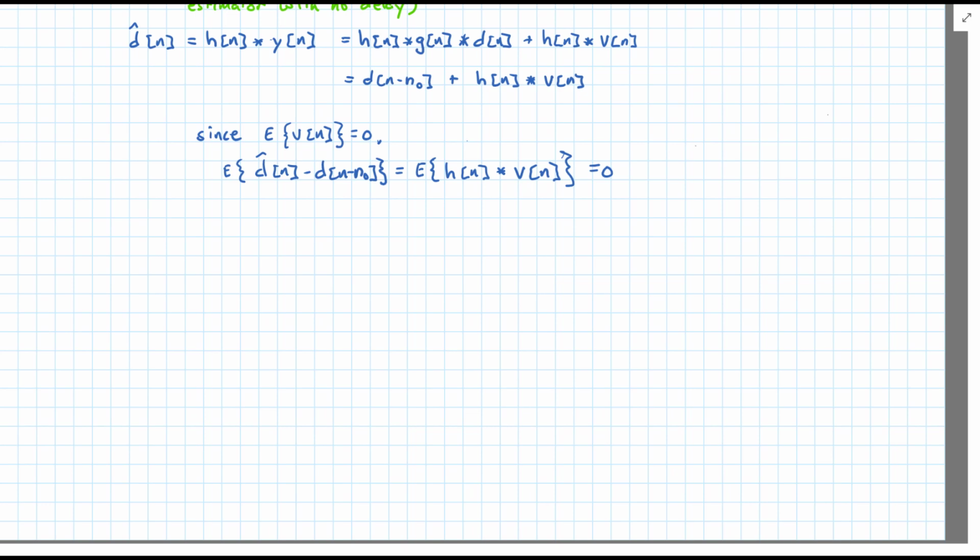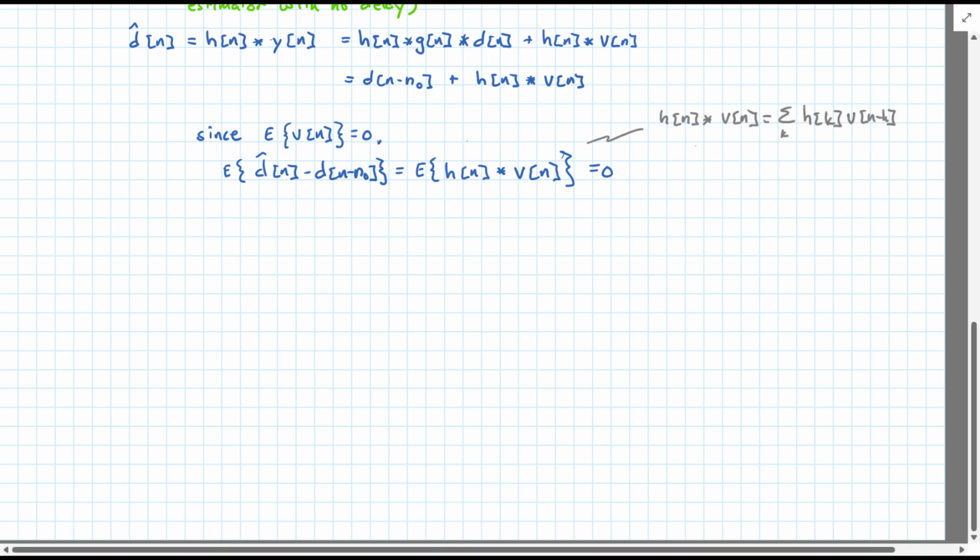actually, I made a mistake there. Oh, no, I didn't. I looked at my indices, and that's correct. So d hat of n should be a delayed version of d of n. So we subtract d hat minus d of n minus n naught, and that will cancel the expected signal and leave us just with the noise. And the expectation here is going to be equal to 0.